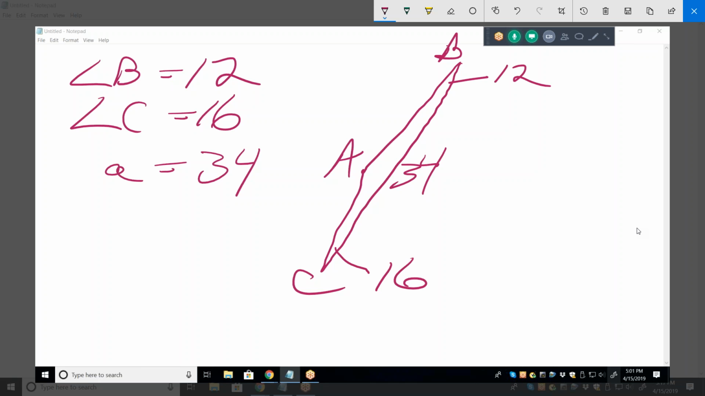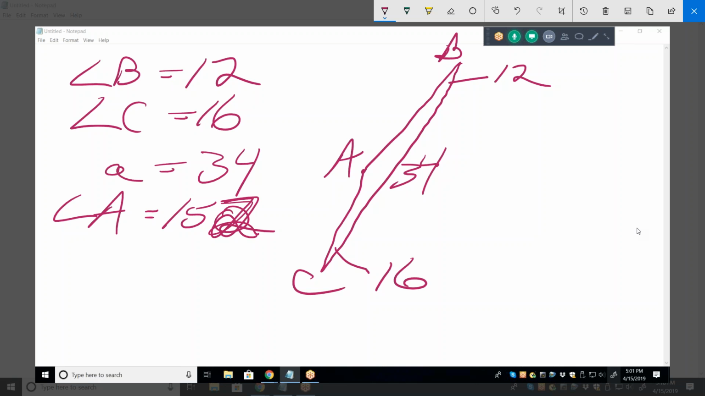Do you know what angle A is? Oh, yeah. You could subtract those two from 180. 152, I think, yeah. So angle A is 152. Now we can use the law of sines. So give me an equation.